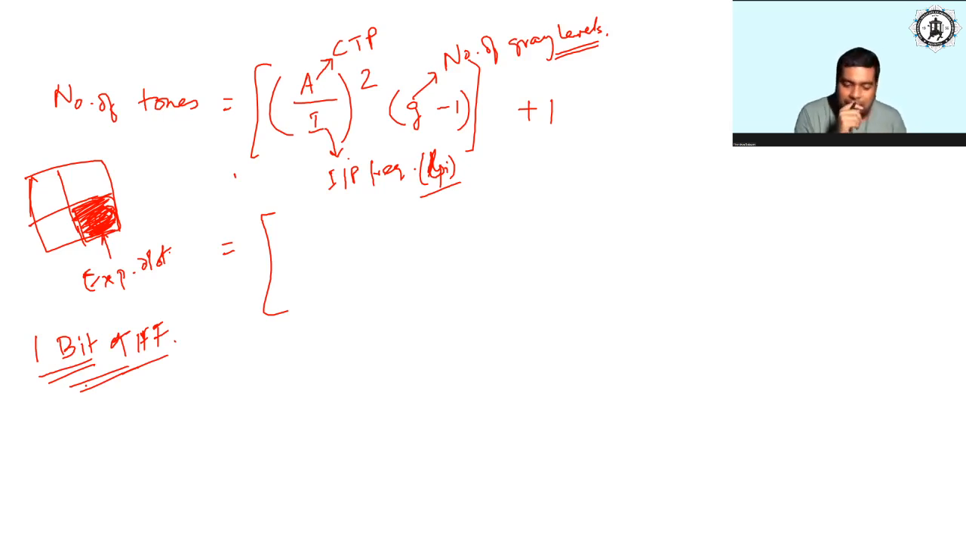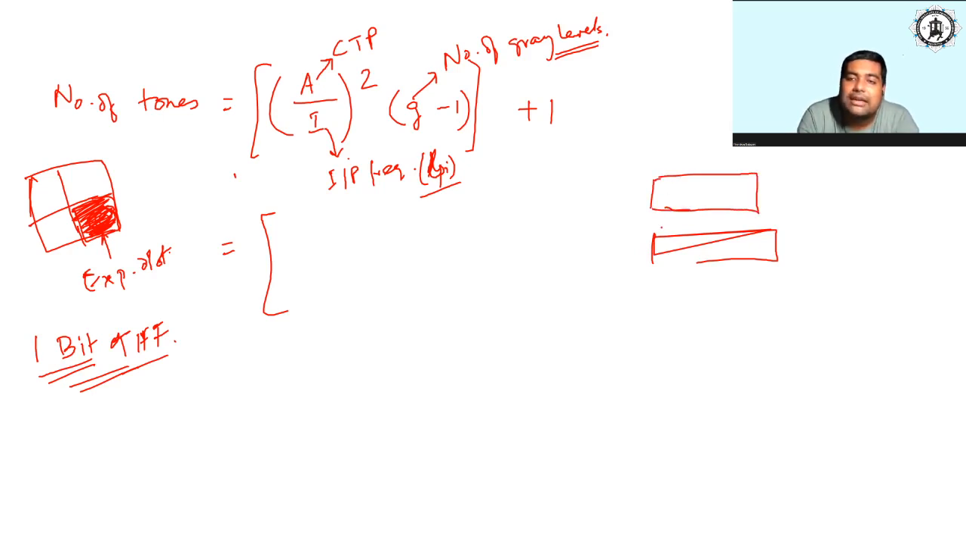Now, coming back to the concept of gray. I was talking about gray levels, and from gray levels I came to the 1-bit TIFF. For a 1-bit image, how many gray levels are there? In the gray scale, how many colors are possible, or how many tones are there? Let me draw a grayscale for a 1-bit image. How many tones are there? Two.